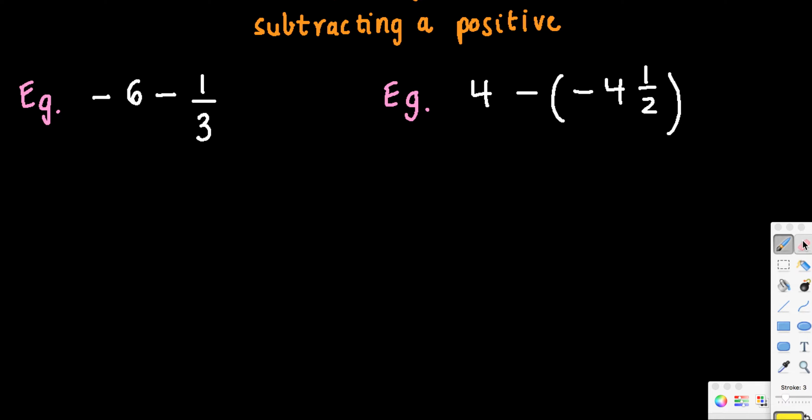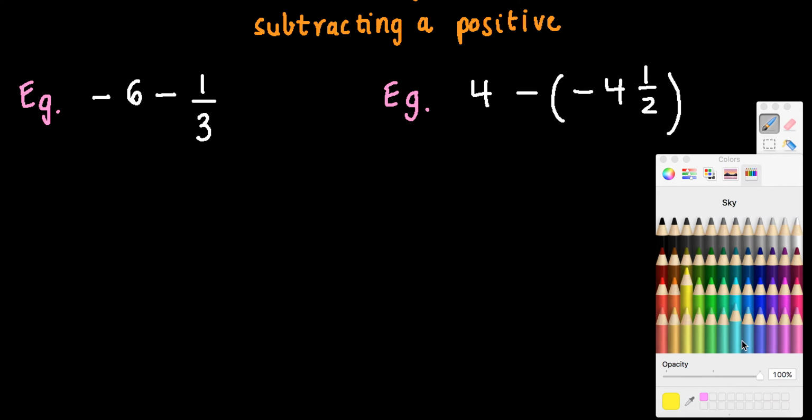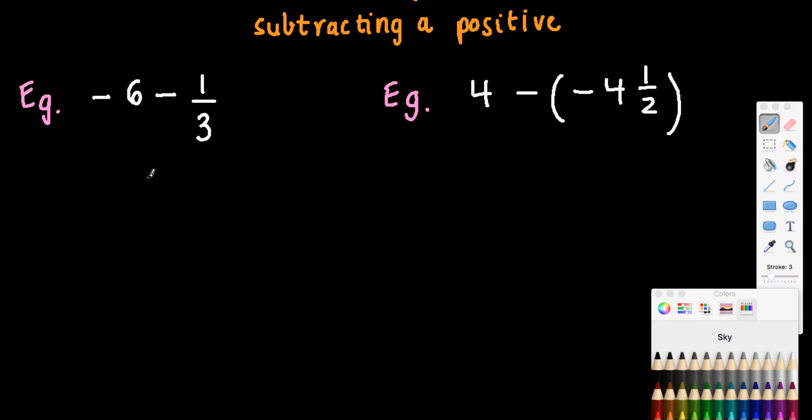First of all, start off nice and easy. I've got here -6 and I'm taking away a third. I'm just going to switch colour, go with this blue one. Okay, so you're at -6, you're taking away a positive number, so you're actually just going to move left. And I'm just going to draw you a little picture here. I'm at -6 and I'm taking away a third. So I'm going to move left. I'm taking away a third, so I'm just going to end up here.